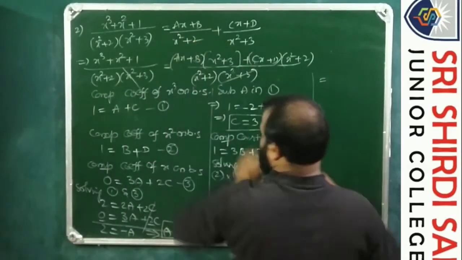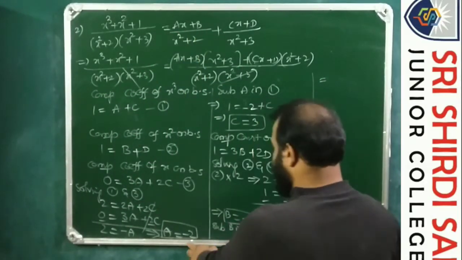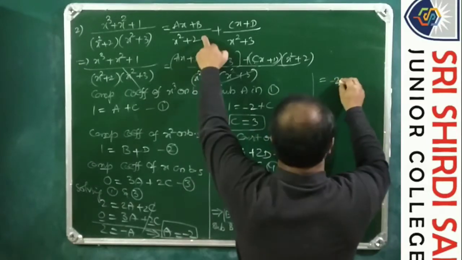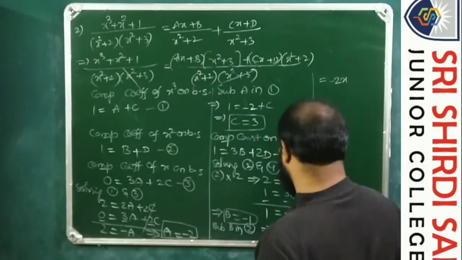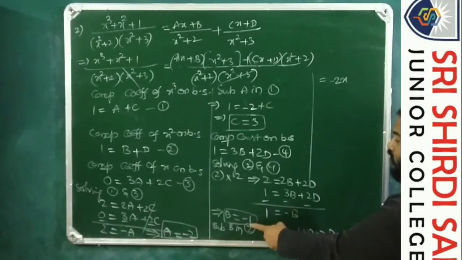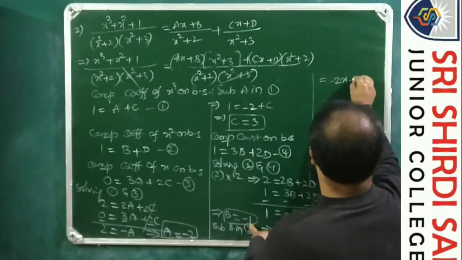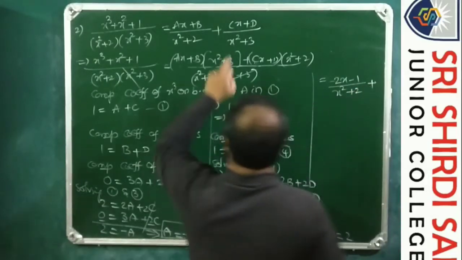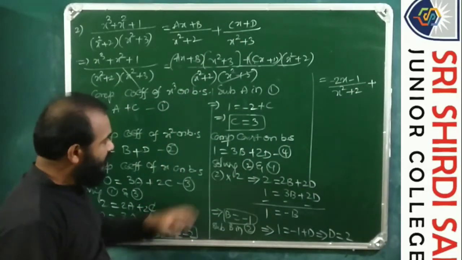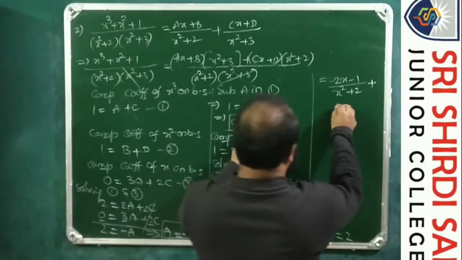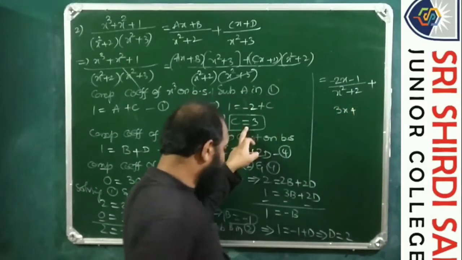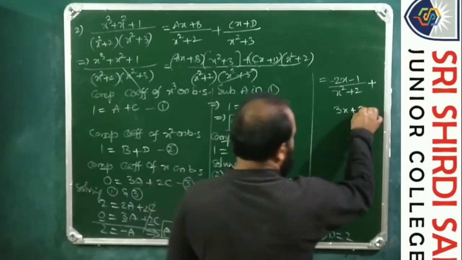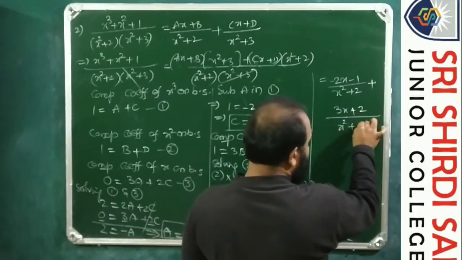So ax plus b, a value is minus 2, into x, minus 2x, plus b value is minus 1, so minus 1 by x square plus 2, plus cx plus d. So c value is 3, so 3x plus d value is 2 by x square plus 3.